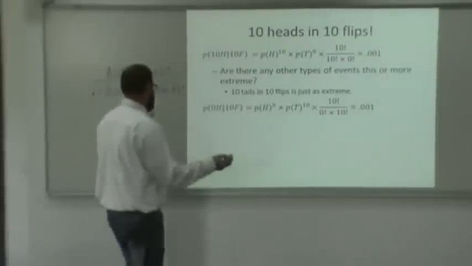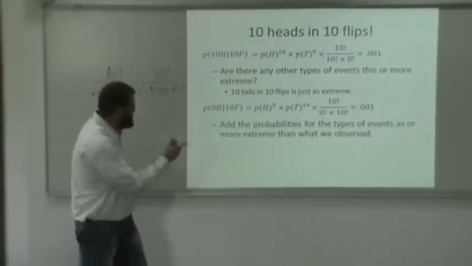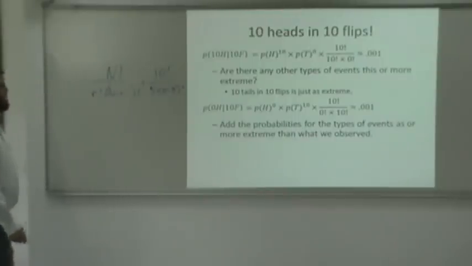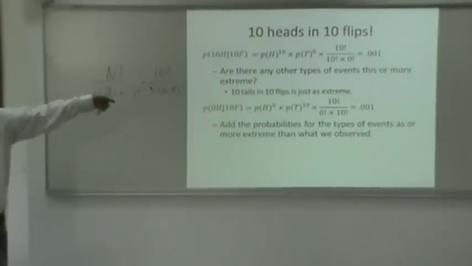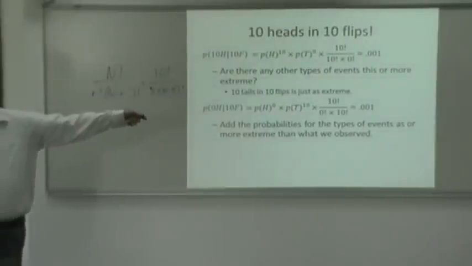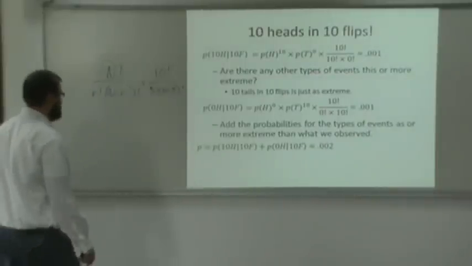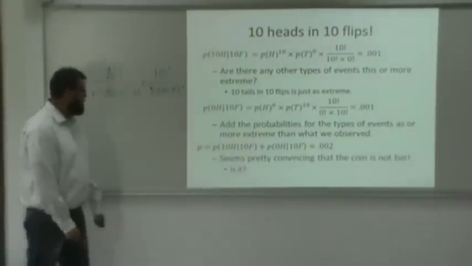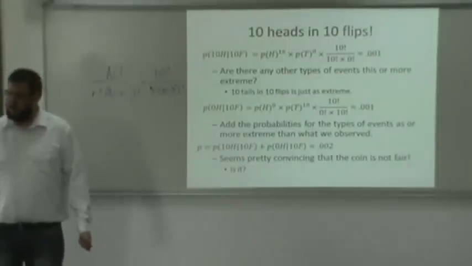Whatever. Okay, so we add up the probabilities for the types of events that are more extreme than what we observe. So what is this? 0.001 plus 0.001. So the answer is 0.002, approximately, right? So that's that. Great. Seems like pretty convincing evidence that the coin is not fair.